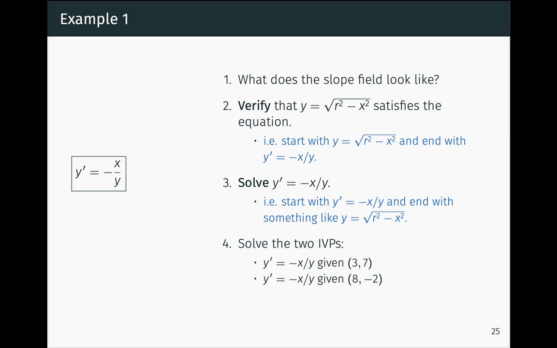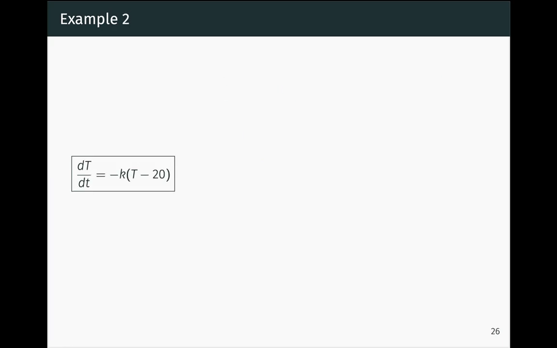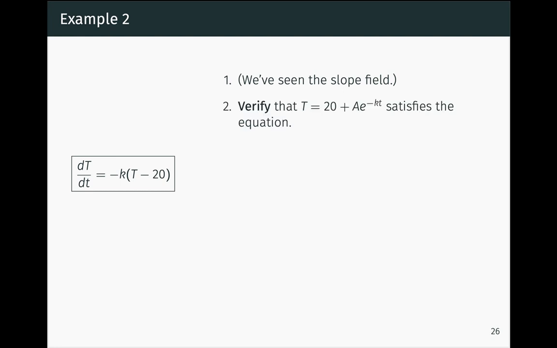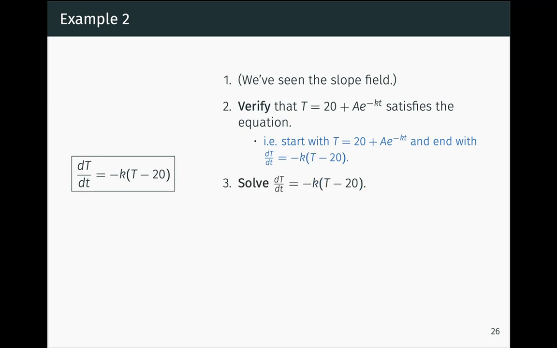Okay, so I'm going to handwrite answers to these in a minute, but first we're going to take a broad look at example 2. So this is the temperature one that we just looked at. So first question, well, we've already seen the slope field, so I won't be looking at that anymore. 2, we're going to verify that this familiar kind of equation, temperature equals 20 plus A e to the negative k times time, satisfies the equation. So that, once again, means we start with the end and work towards the beginning. 3, solve the differential equation, so we start at the beginning and work towards the end.